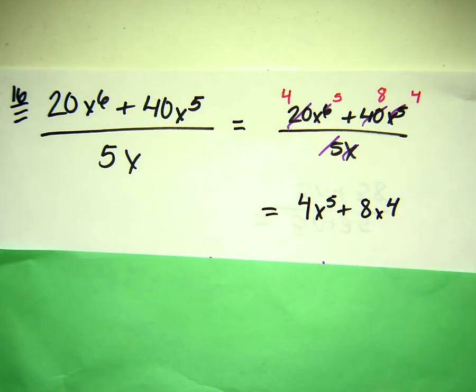Next, we still have one pertaining to, it looks like division, in my opinion. So we're going to simplify all of this. Notice once again, you're going to subtract your exponents. So your final answer is going to be 4x to the 5th power plus 8x to the 4th.